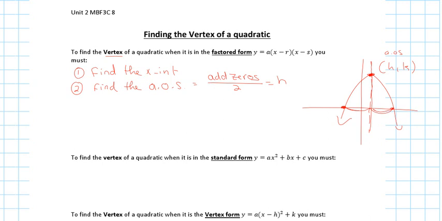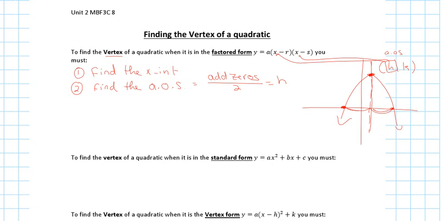Now, I still need to find the k value. To find the k value, I have to use the h value to solve for the k. So the h value is what part of the vertex, x or y? X. So what I have to do is take the h value and plug it in for x to solve for k, to find the y value.